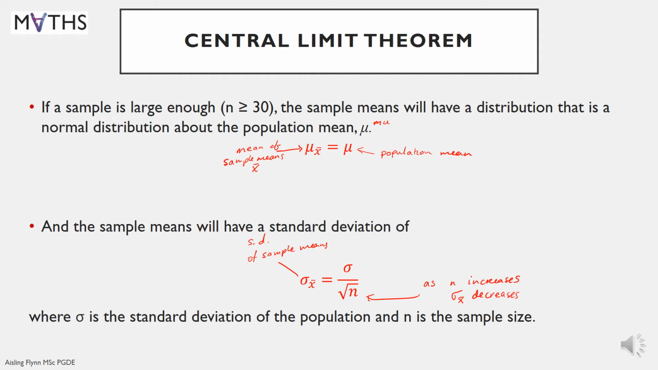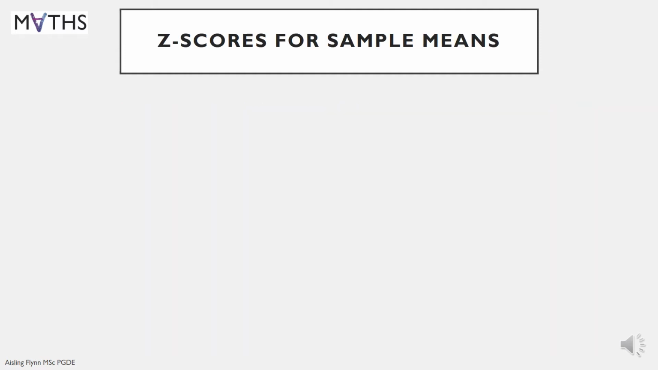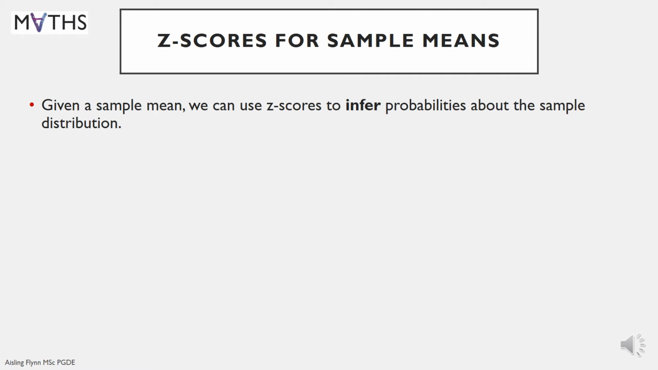Okay, and that is the central limit theorem. We'll see how it's used in questions shortly. It's used in combination with probabilities and z-scores. So, z-scores for sample means. Given a sample mean, we can use z-scores to infer probabilities about the sample distribution. So we're looking at the probabilities about the sample.